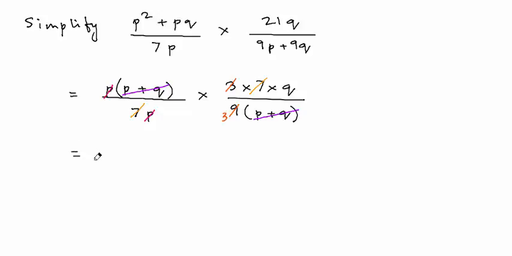The simplified form is, we have a 1 here, nothing is left. Therefore, it's a 1 times, all we have over here is a q on the top and a 3 on the bottom, which is q over 3. That's the simplified form of all of this.